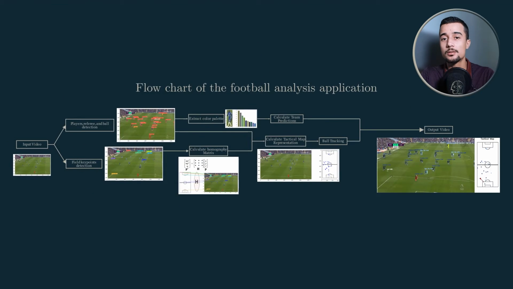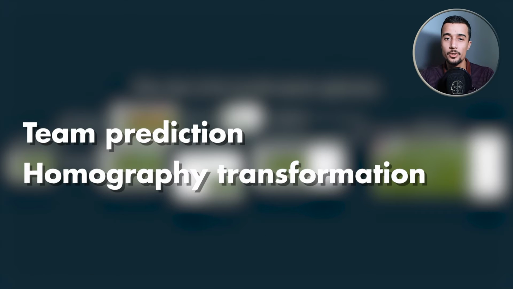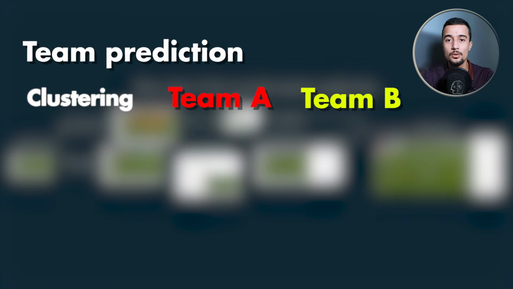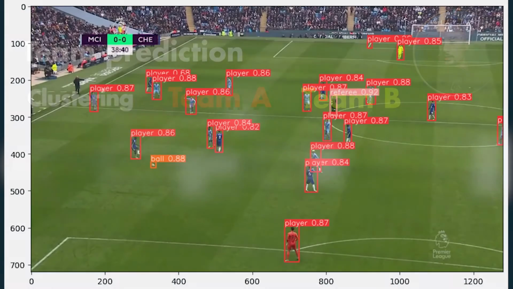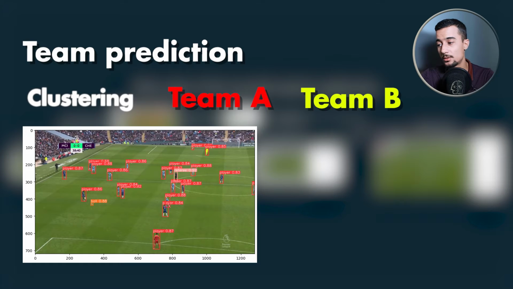Alright, so now let's discuss a little bit further the algorithm used for the team prediction as well as the homography transformation. For the team prediction algorithm, I was first thinking about using a clustering model with two clusters, let's say for example team A and team B, and that way I thought we could distinguish both teams. So I tried this idea, and here we have, for example, for this frame we need to extract all the players' bounding boxes. After that I wanted to use the extracted images of the players to train the clustering algorithms. I tried k-means and DBSCAN.